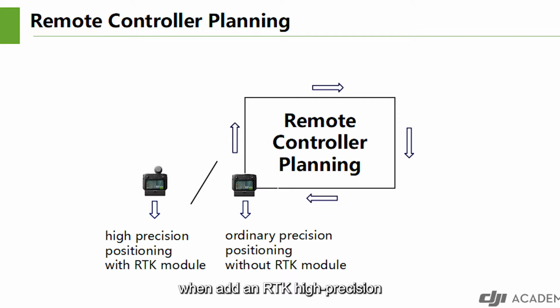When adding an RTK high-precision positioning module in the remote controller and based on the premise of a good RTK signal, high-precision planning can be achieved. All DJI Agras models on sale support remote controller planning, which is the most basic planning method.